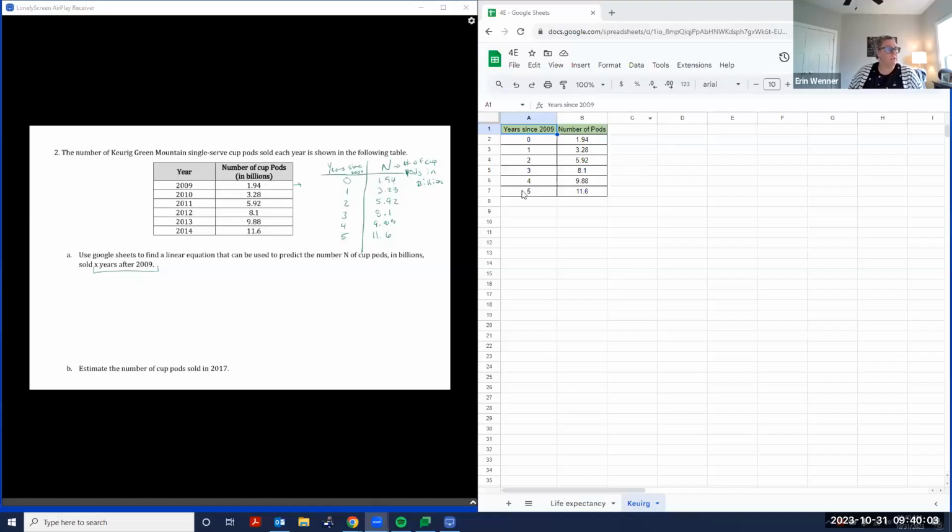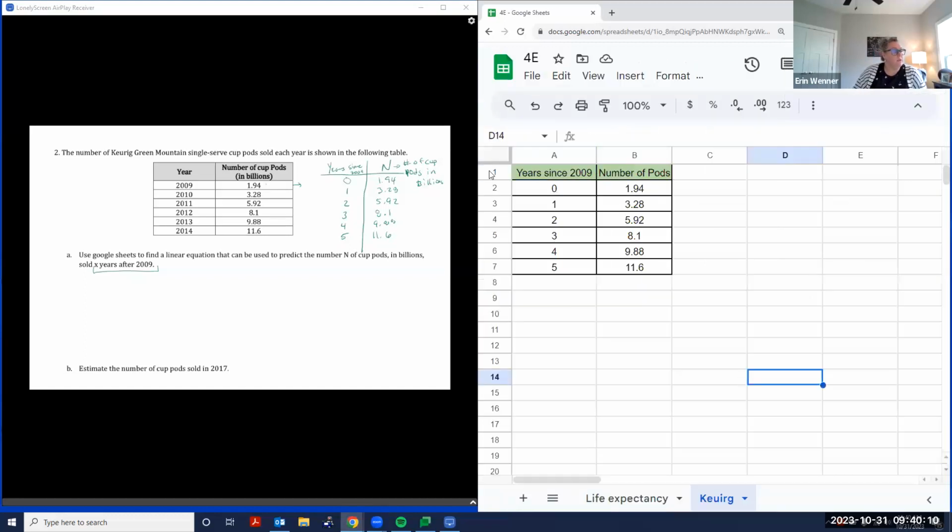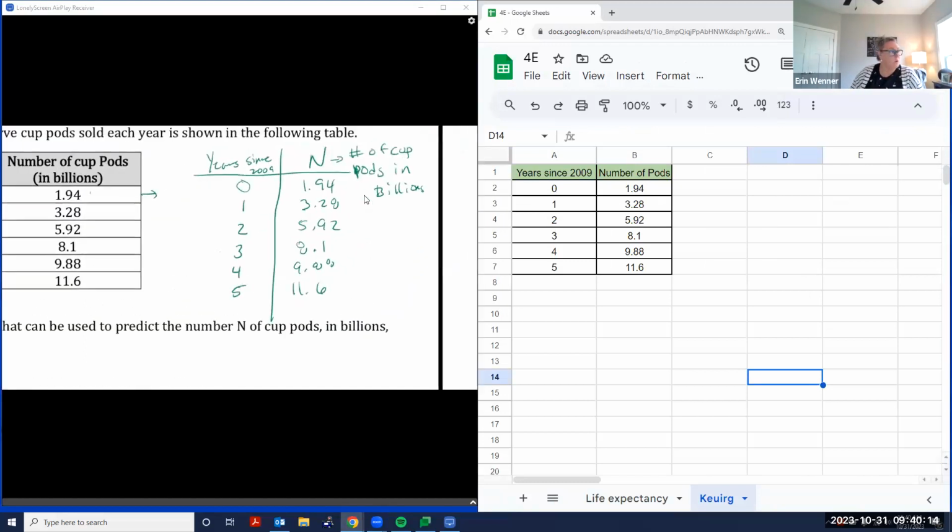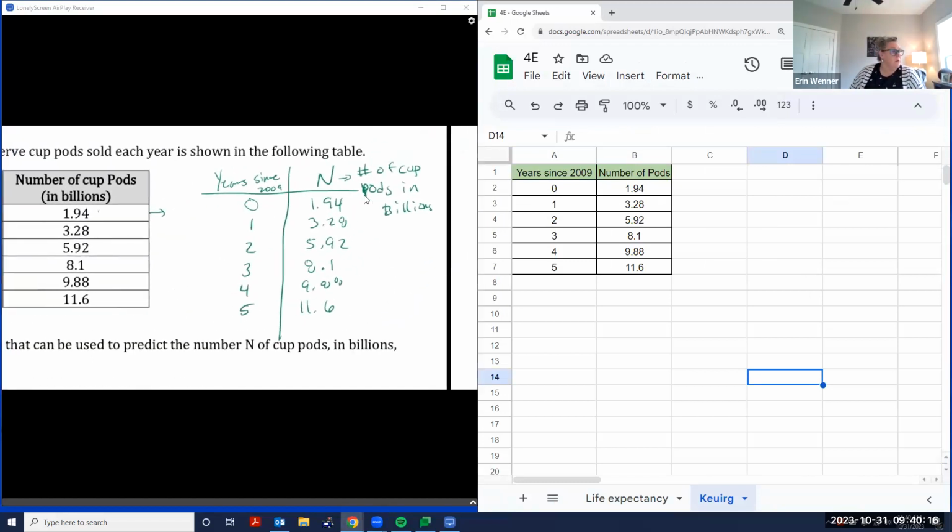All right, so looking at our screen here, you can see I've already transferred my table. Let me blow this up just a little bit. So you can see here, we're taking this table on our notepad and transferring it to Google Sheets. We've got the year since 2009, 0, 1, 2, 3, 4, 5, which I've transferred over here. And B is number of cup pods, right?